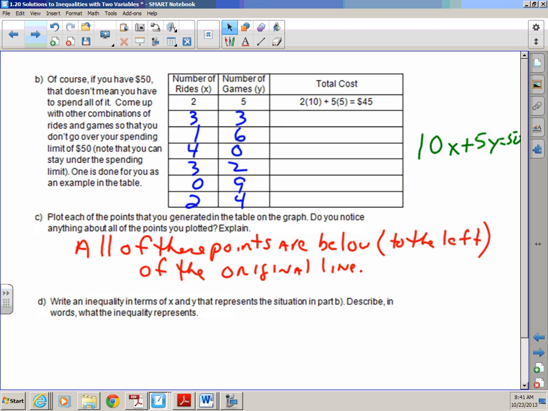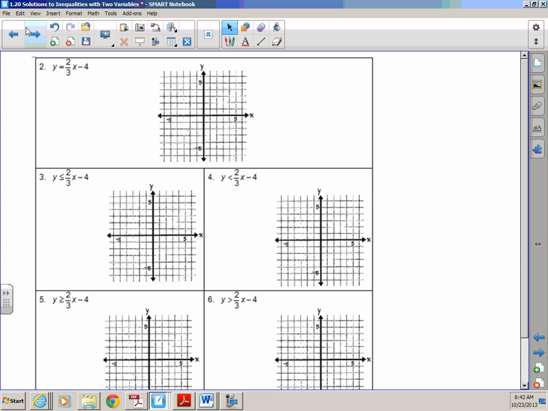Well, you should recognize that as an inequality. And so what is it that you can do? I can spend anywhere from $50 or up to $50 or less. So how would I write that as an inequality? 10x plus 5y is less than or equal to 50. Now, let's go so that we understand exactly how we would graph inequalities.